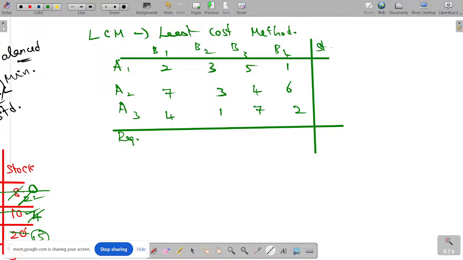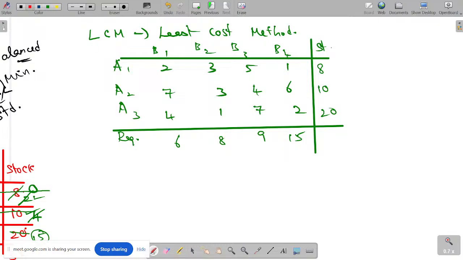After this, I am going to start working out. Let me have the stock also noted: 8, 10, 20, and here it is 6, 8, 9, and 15. The only issue with this question is you have to copy the data correctly. If you copy the data correctly, there's nothing else to do. You can directly get the answer.